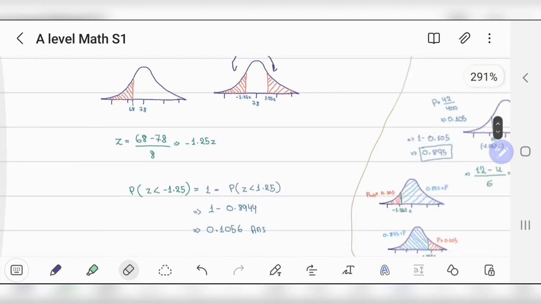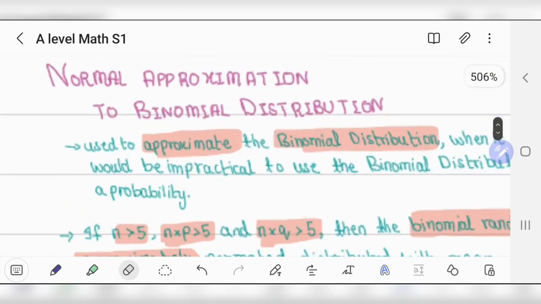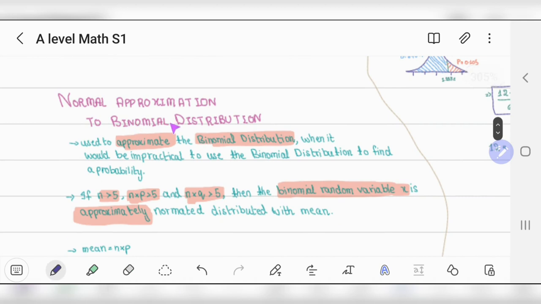Okay, let's move on. Normal approximation to the binomial distribution. Don't worry about this. If you are asked to make an approximation of the binomial distribution, it will be mentioned in the question. Whenever you are asked about this, what will you do?